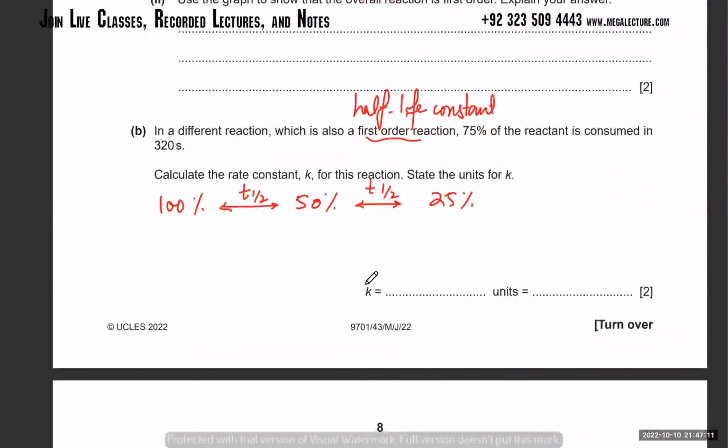So if the whole thing is 320 seconds, because that's a decrease of 75%, so that means it took 180 seconds for the concentration to decrease by the first half, and 180 seconds for the concentration to decrease by another half. Is this clear? So where did we get the 180 from?